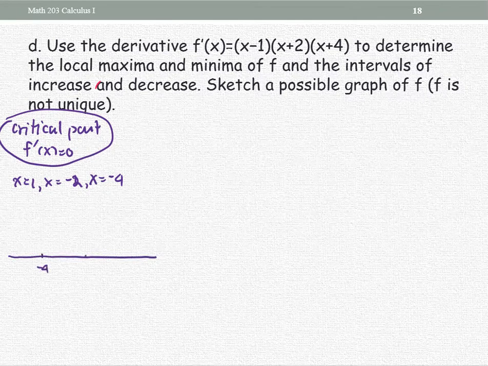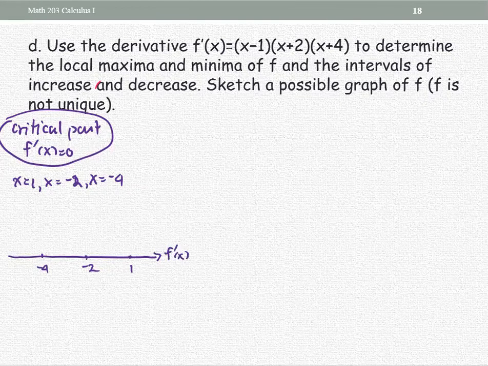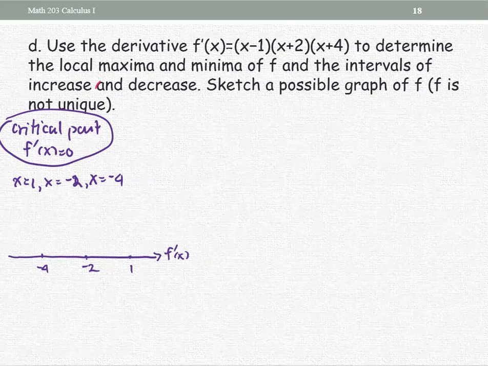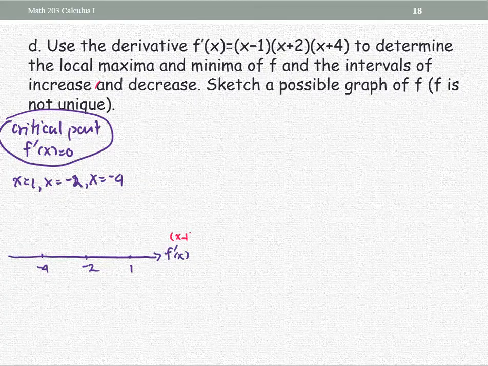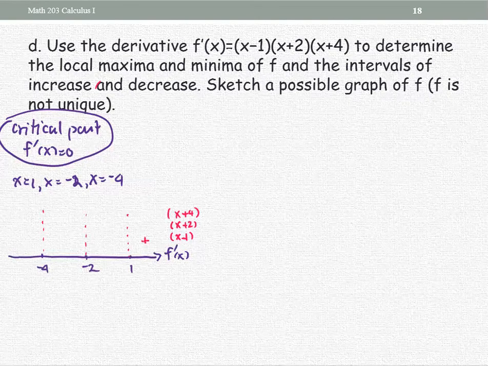Next, we're going to use the real number line to identify the intervals of increase and decrease. Mark negative 4, negative 2, and positive 1 on the real number line for f prime. Our f prime is in the form of the factor x minus 1 multiplied by the factor x plus 2 multiplied by the factor x plus 4. We use this to see the product of the signs from these three factors in each interval. For the factor x minus 1, any value greater than 1 makes this factor positive. Values lower than 1 are negative.